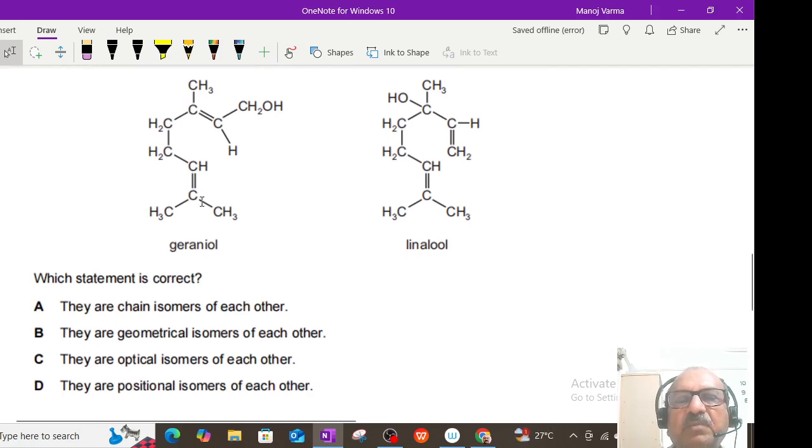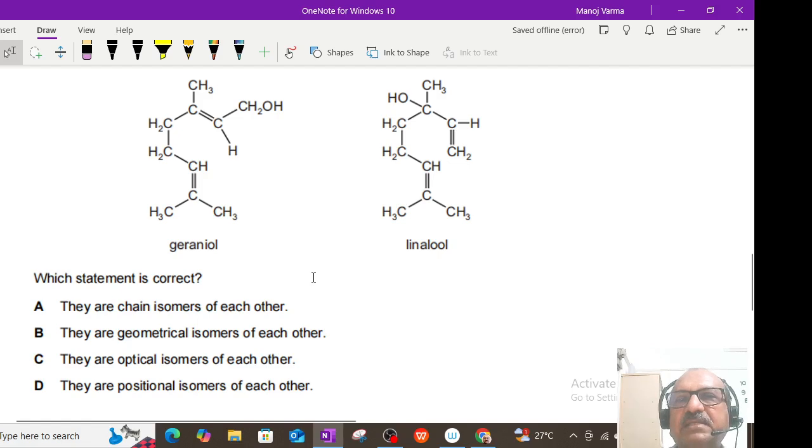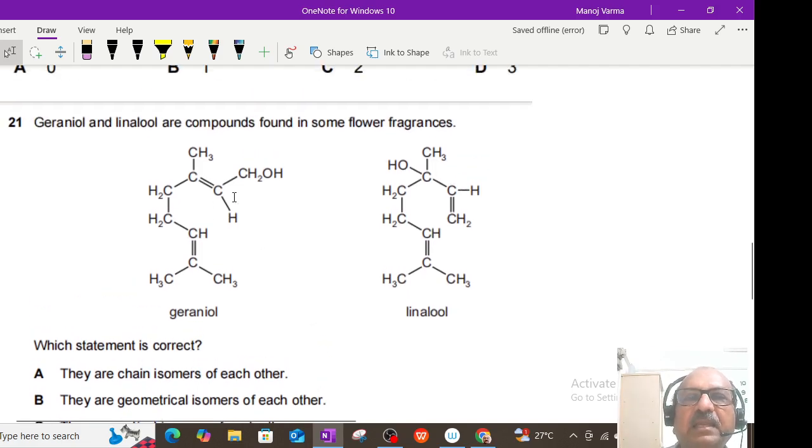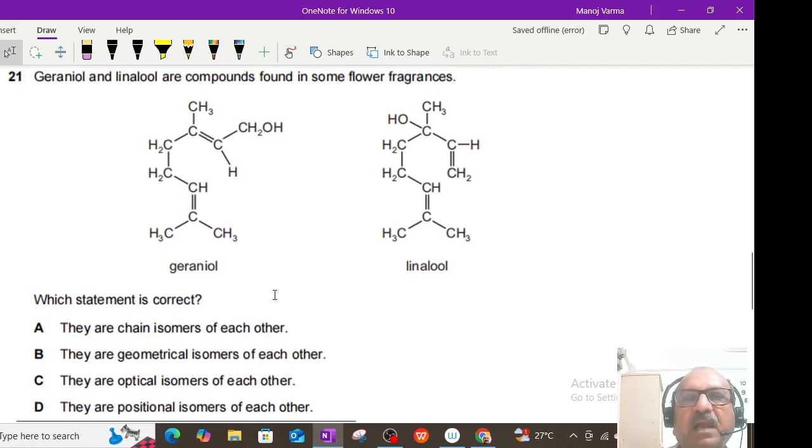For geometrical isomers, the carbon bonded by double bond cannot have 2 identical groups, so this violates the rule. And here if you see, in this case again, there are 2 hydrogens attached to the carbon joined by the double bond, so that rules out the possibility of geometrical isomers, cis trans. And then if you look at optical isomerism, then there must be a chiral carbon.